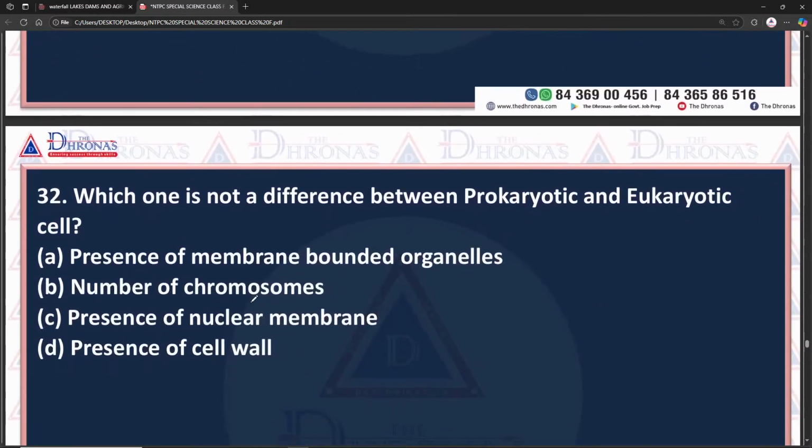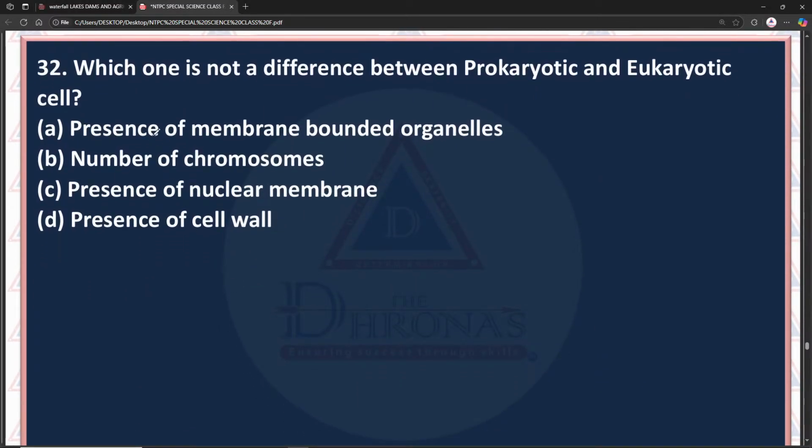नाउ मूविंग ऑन टू द नेक्स्ट क्वेश्चन, क्वेश्चन नंबर 32. व्हिच इज नॉट डिफरेंस बिटवीन प्रोकैरियोटिक एंड यूकैरियोटिक सेल? प्रोकैरियोट और यूकैरियोट का मेजर डिफरेंस है न्यूक्लियस का प्रेजेंट. यूकैरियोट में न्यूक्लियस प्रेजेंट होते हैं, प्रोकैरियोट में न्यूक्लियस एब्सेंट होते हैं. बट यहाँ पे आपको पूछा है नॉट अ डिफरेंस.